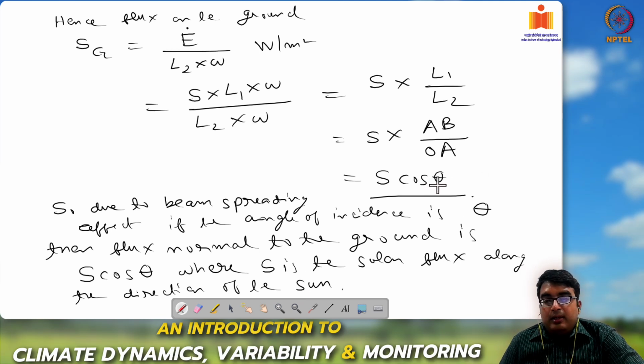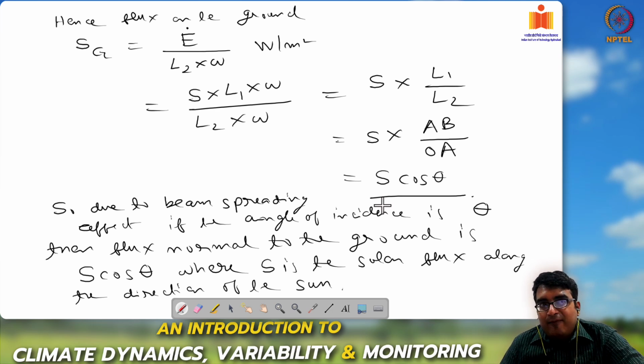So clearly, as theta tends to 90, cos theta tends to 0, so at higher and higher angles of incidence, you will get lower and lower ground flux. And when the sun is directly overhead, it will be the maximum. Okay. So this is the basic idea of the beam spreading effect.